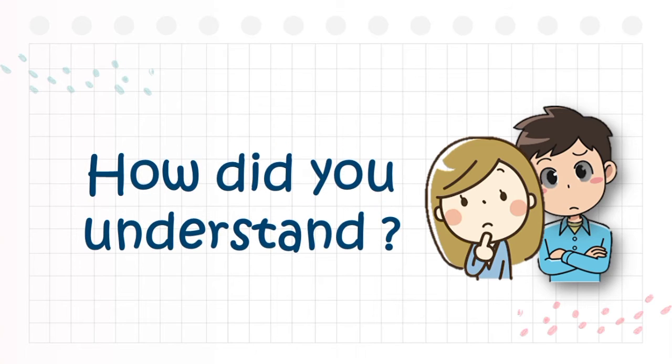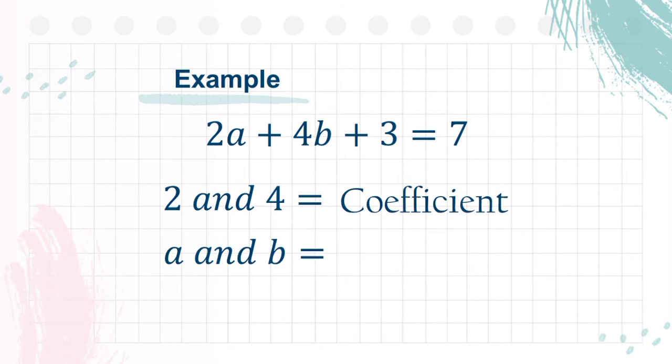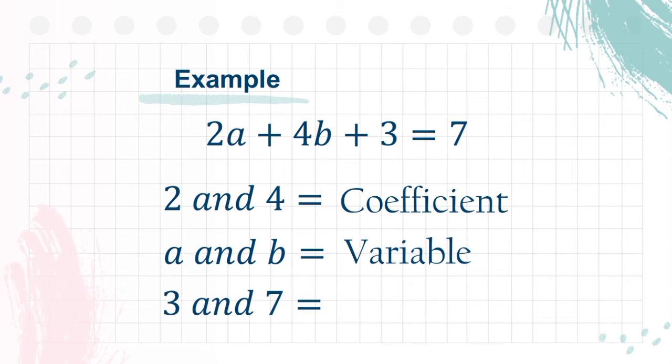Did you understand? In order to better understand, let's try another example question. The first example, 2a plus 4b plus 3 equals 7. What are the elements? Yes, that's right. Numbers 2 and 4 are the coefficients, a and b are variables, and the numbers 3 and 7 are constants.